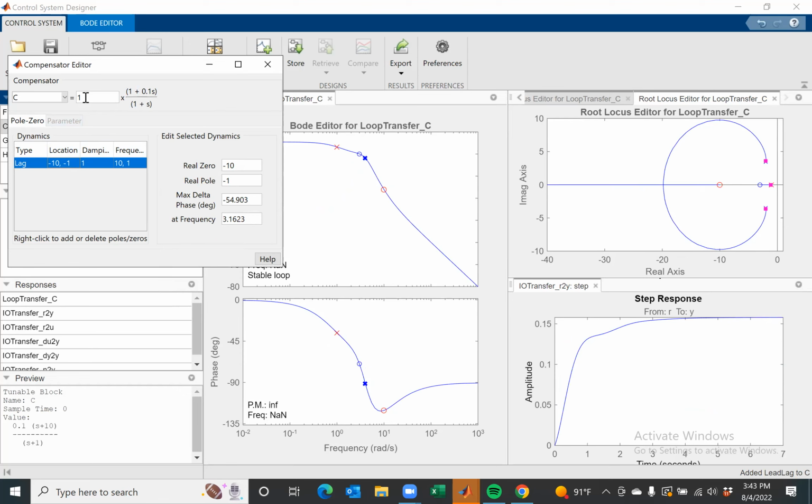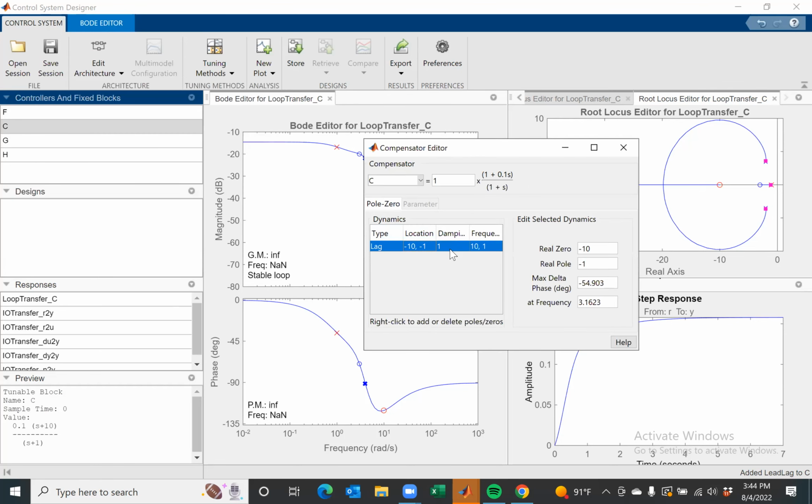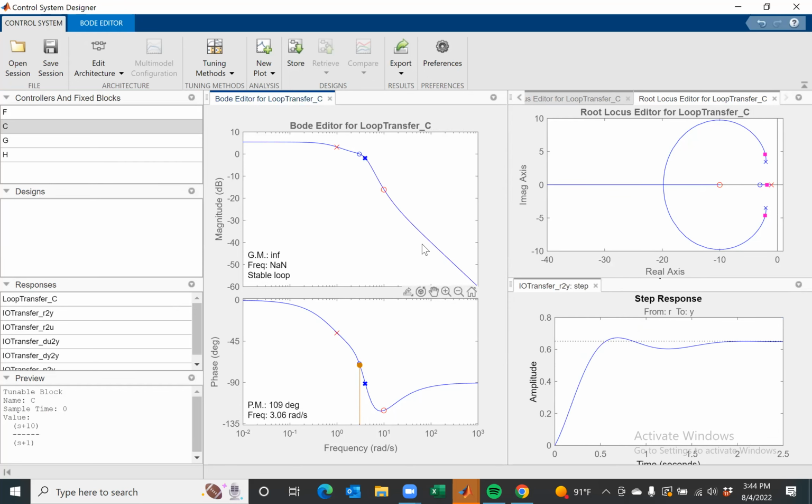So MATLAB can allow you to do the lead and lag compensator design very, very quickly. So that is how you can do the compensator design inside MATLAB. And what are we trying to do? As you can see, once we add the compensator, if you change the real pole, real zero, notice your phase margin and your gain margin would change. And that's what we would like to do. So by adding the compensator, you can change the poles and the zeros of the system, and you can tweak the system performance.